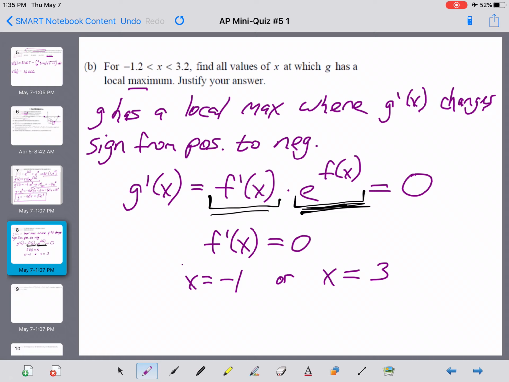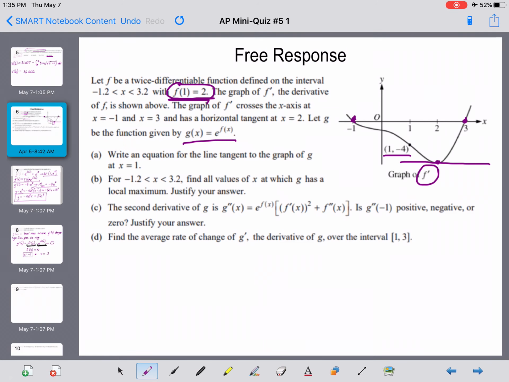So if we wanted to be thorough about this, yeah, let's run with that. We could probably get away without this right here. Specifically, I think we could talk about sign changes right here.